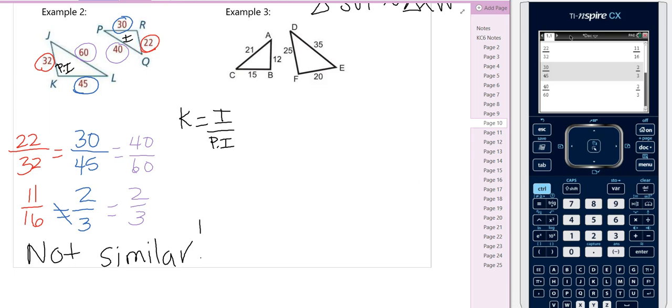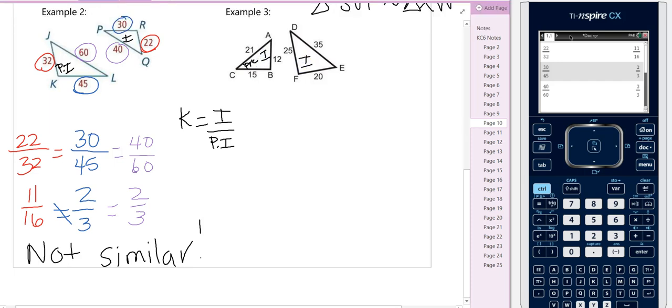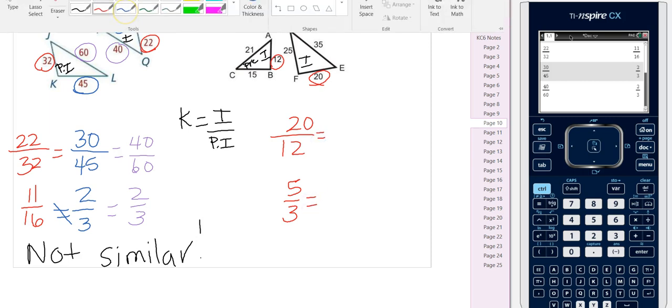Let's go ahead and look at example number 3. This is going to be my pre-image, and this is going to be my image. Looking at my small side on my image would be 20. I'm going to put that over the small side on my pre-image, which is 12. So 20 over 12 simplifies to 5/3. Again, I'm not going to type that into my calculator. Hopefully, you guys now can divide on your own.